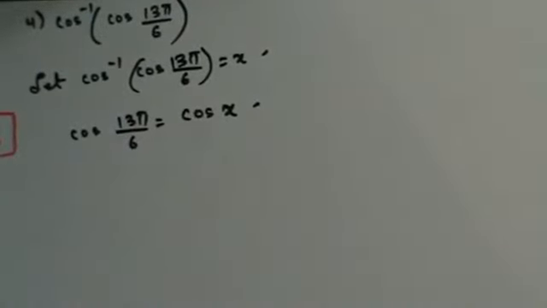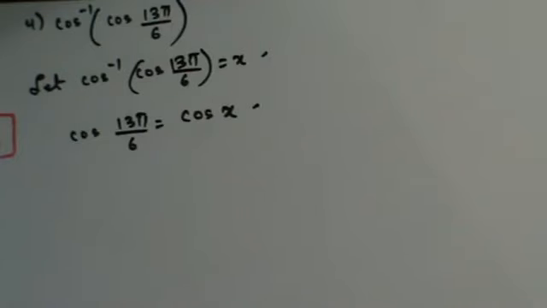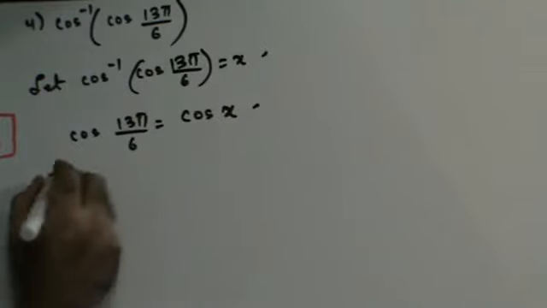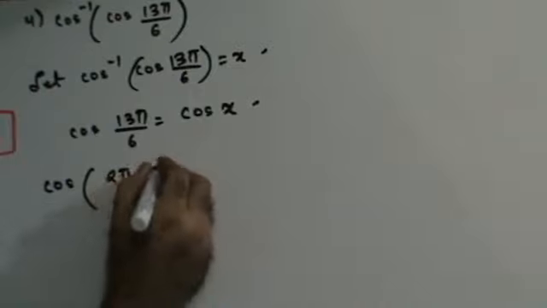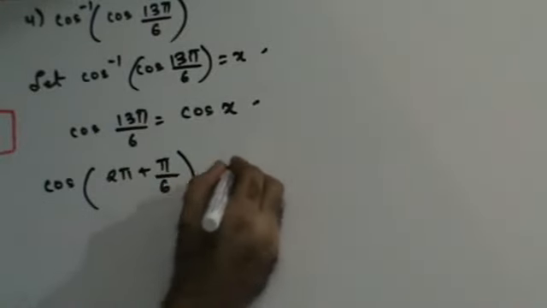What do I mean by reducing the angle to the simplest form? I need to reduce the angle to a value less than 360 degrees. Now, cos 13 pi by 6 can be written as cos of 2 pi plus pi by 6.